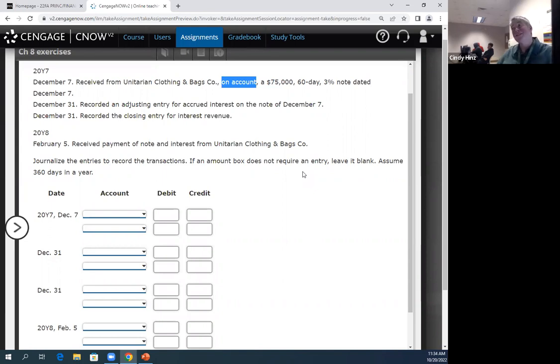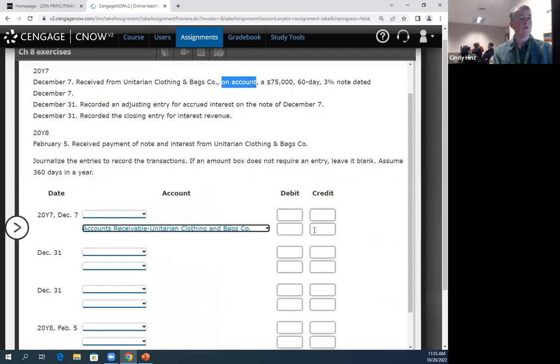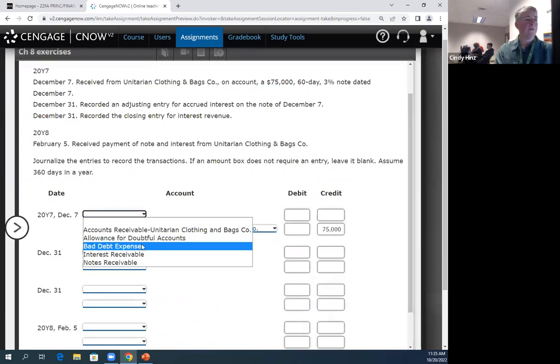Unitarian Clothing could not just make this decision on their own. There had to be an agreement between Interlocking and Unitarian that, yes, that's okay. We'll give you an extra 60 days as long as you pay us some interest to compensate us because you've got our money for 2 more months. And so at that time, what was an account receivable from Unitarian for $75,000 becomes a note receivable.